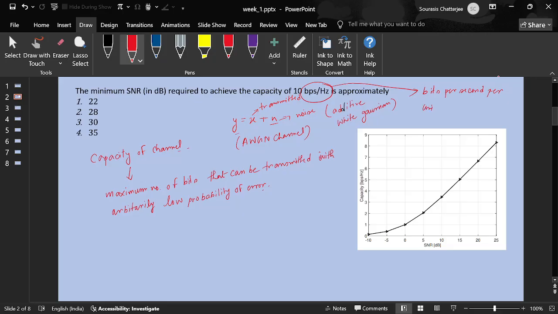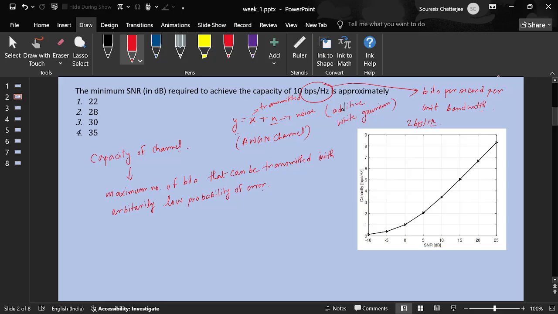So it's bits per second per unit bandwidth. So when I say arbitrarily low probability of error, let's consider hypothetically the capacity of channel is 2 bps per hertz. That means per unit bandwidth per second I can transmit 2 bits of information with arbitrarily low probability of error. In an ideal situation, if I transmit at a rate less than or equal to 2 bits per second per unit bandwidth, on the receiver side I can always decode what is being transmitted.